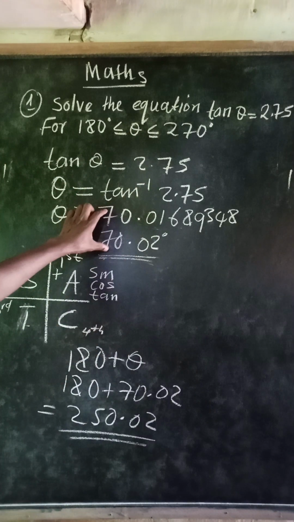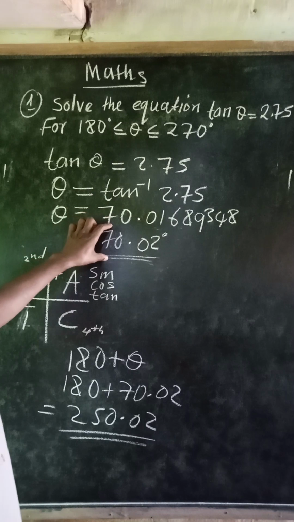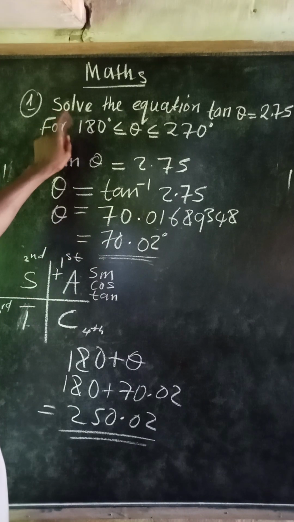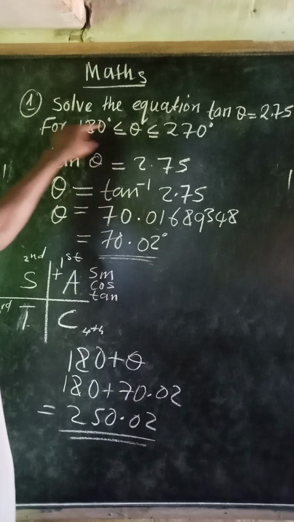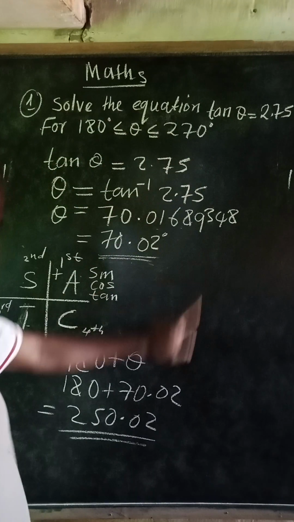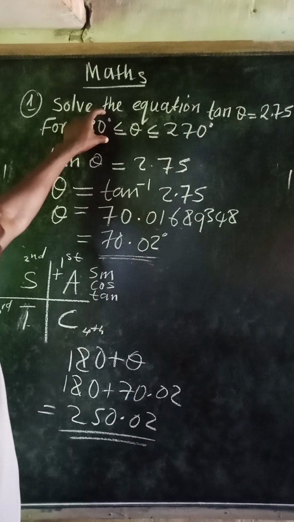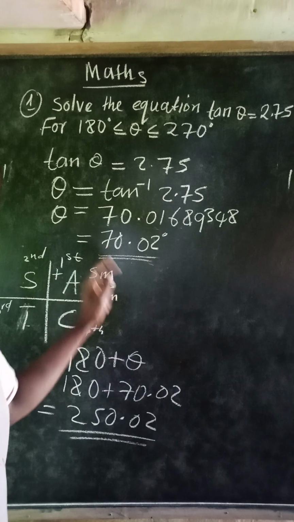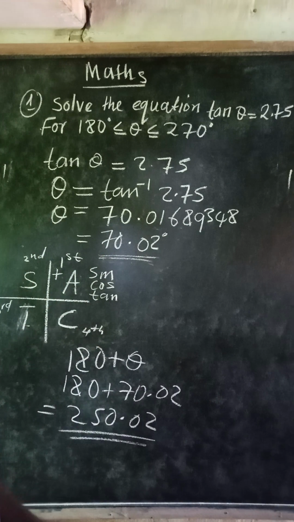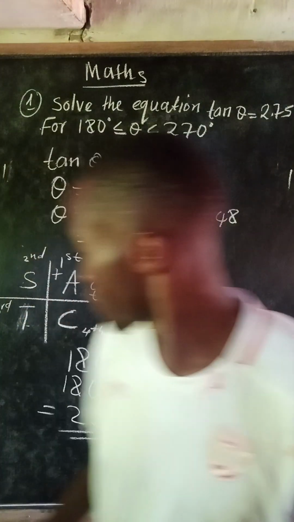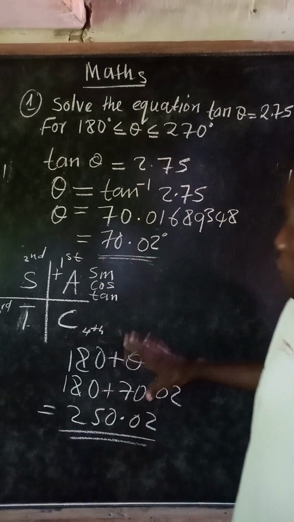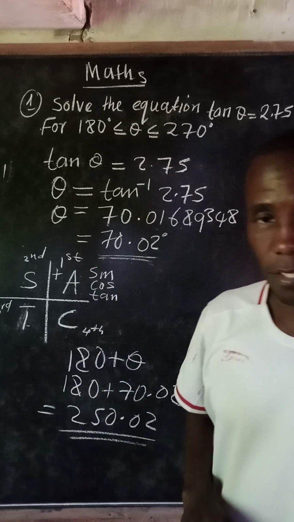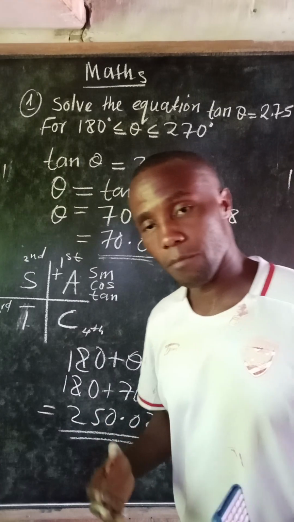So this was going to be part of the solution if the range was starting from where? From 0 up to 270. Now that the range is from 180, which is the second quadrant, this one can't be part of the solution. I'm sure you have gotten me right on that one. So this is how we handle these particular questions in a workable way.